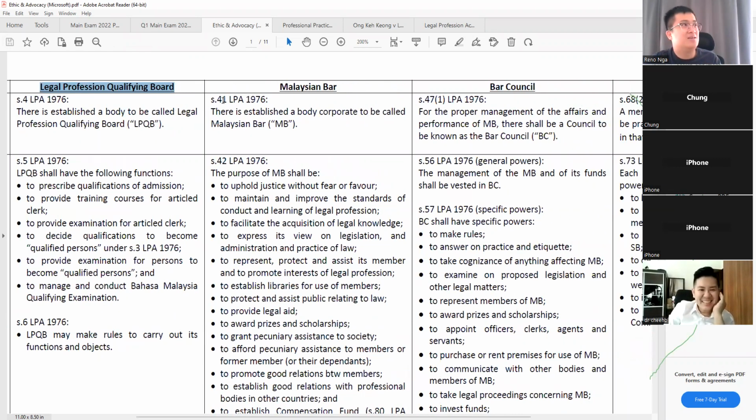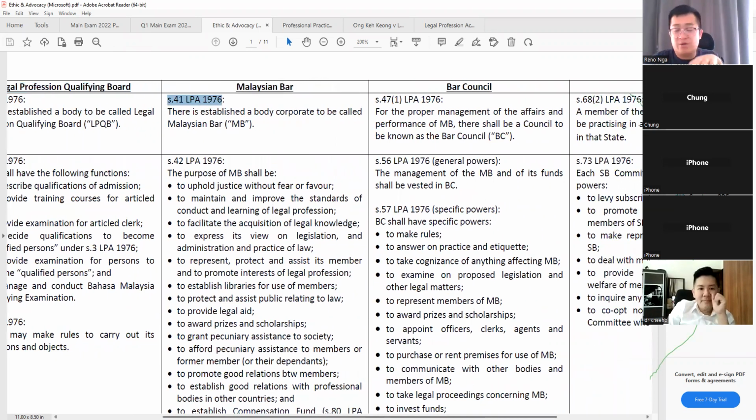Then Malaysia Bar, Section 41 also says there is a statutory body called Malaysia Bar to govern all the lawyers. Then we also have a Bar Council. By the way, I know many people who don't know the difference between Malaysia Bar and Bar Council. Malaysia Bar is our all lawyers' boss, but the management that controls Malaysia Bar is called Bar Council.